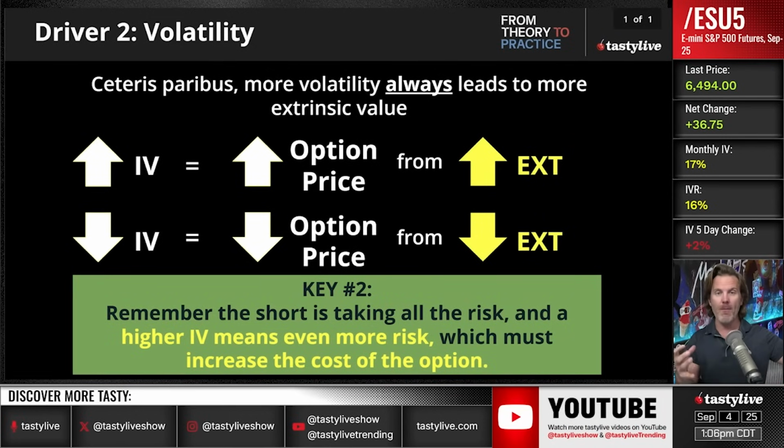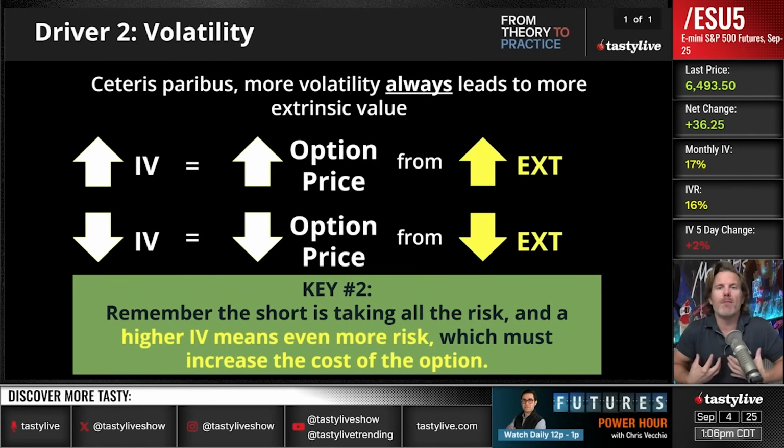If you have a more volatile instrument, all other things being equal, then naturally the short side is going to say, hey, I will sell you this contract, but it's going to cost you more. I'll willingly sell you this contract, but it's going to cost you more because I'm taking more risk.